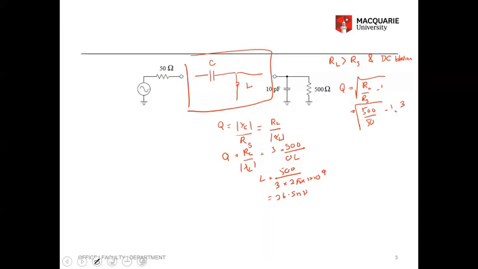In the same way, to find C: XC over RS equals Q, where XC is 1 over omega C. So you get C as 1 over Q omega RS, and when you solve that, C will be 1.06 picofarad. That means for the capacitor you have 1.06 picofarad, and for the inductor you have 26.5 nanohenry.